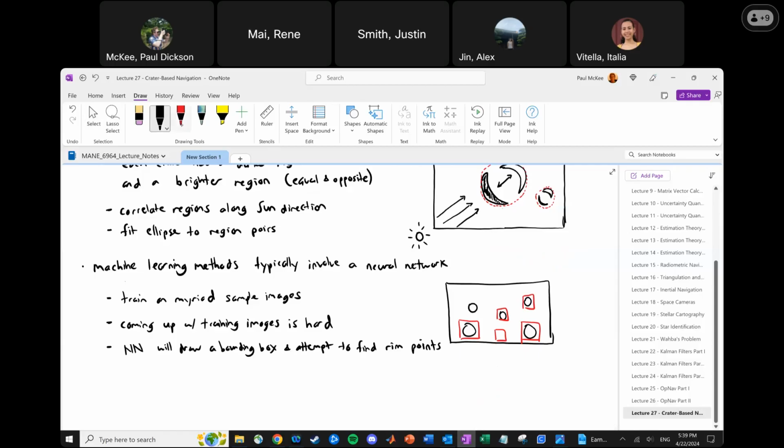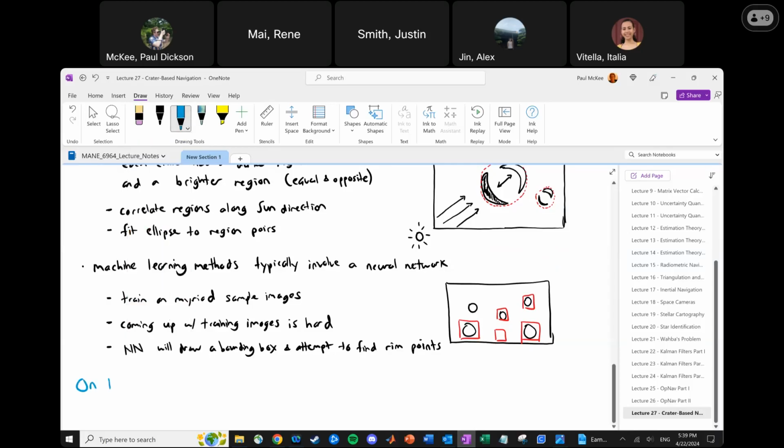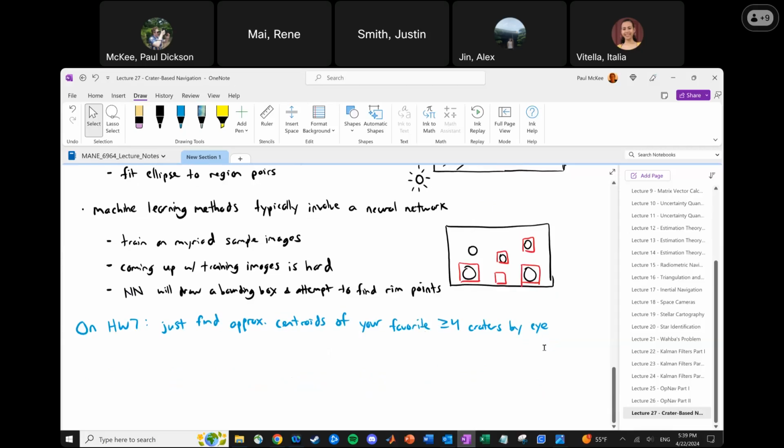Now, a quick note on homework 7, for those of you that are doing homework 7. On homework 7, just find approximate centroids of your favorite, we'll say 4 or more craters by eye. You can open them up in Microsoft Paint, or you could use imshow in MATLAB, and go, yeah, I think that's about the center. And you'll get pixel coordinates for those, right? That's the idea.